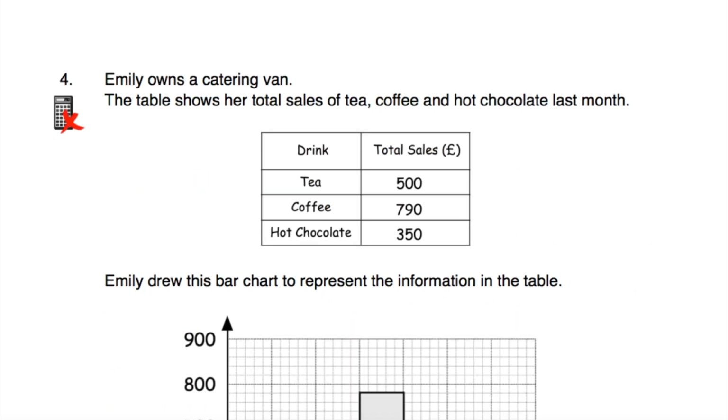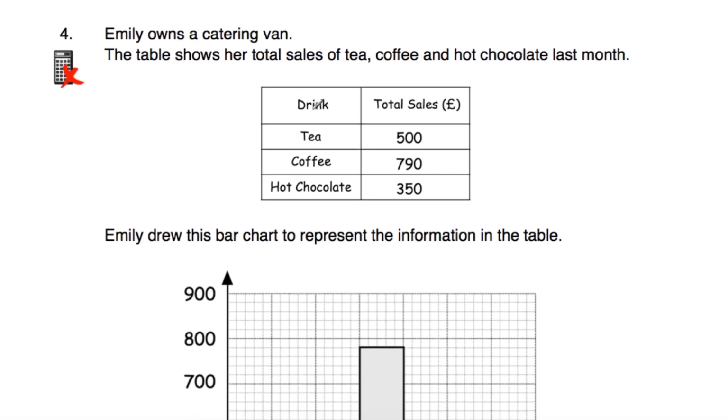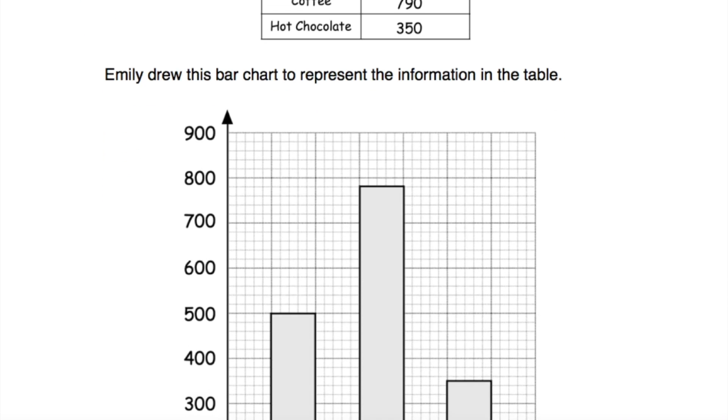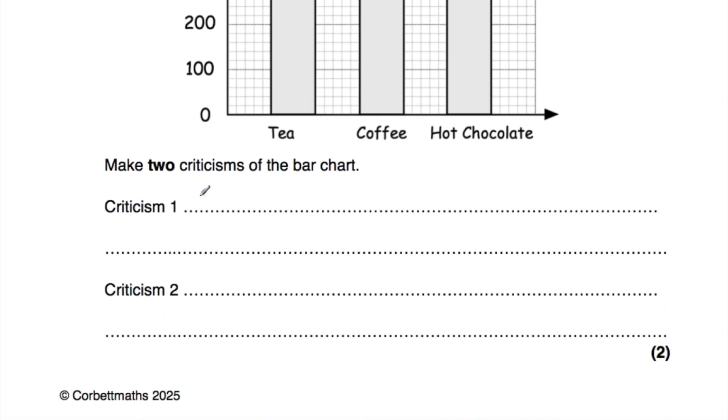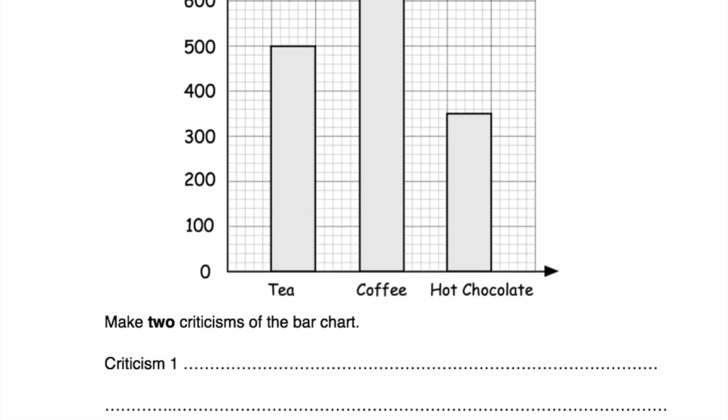Okay, let's look at our next question, question number 4. Emily owns a catering van, and the table shows her total sales of tea, coffee and hot chocolate last month. She sold £500 worth of tea, £790 worth of coffee and £350 worth of hot chocolate. Emily drew this bar chart to represent the information in the table. We've been asked to write down 2 criticisms of the bar chart, so 2 things that are wrong with it.